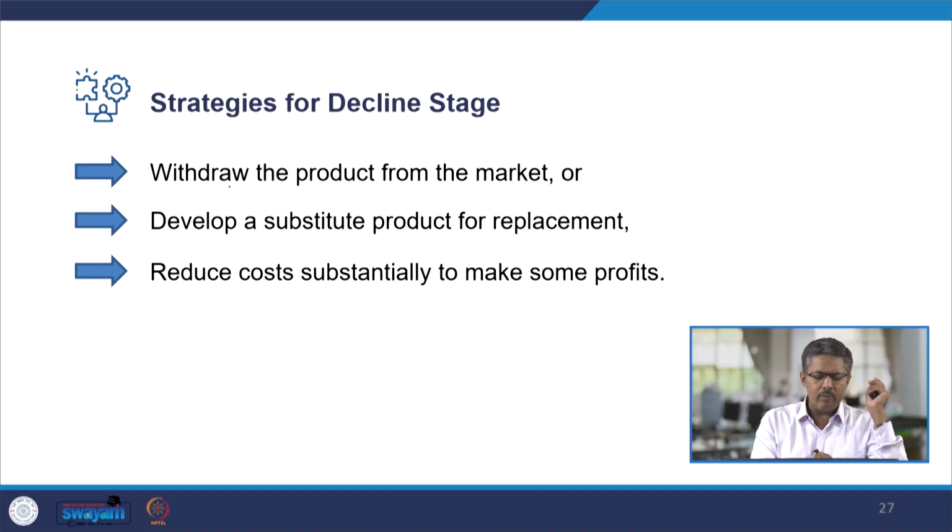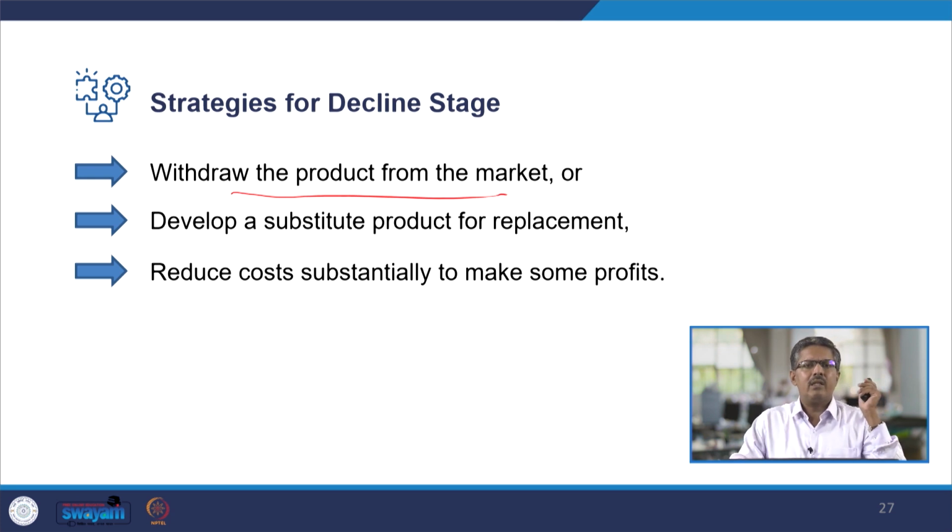You withdraw the product from the market. Many products, you will see, are withdrawn from the market by the company, right. Ford Motors, for example, Nokia, you must have heard about these examples where the company has pulled back the product from the market. Maybe it is tires, it is cars, it could be anything.